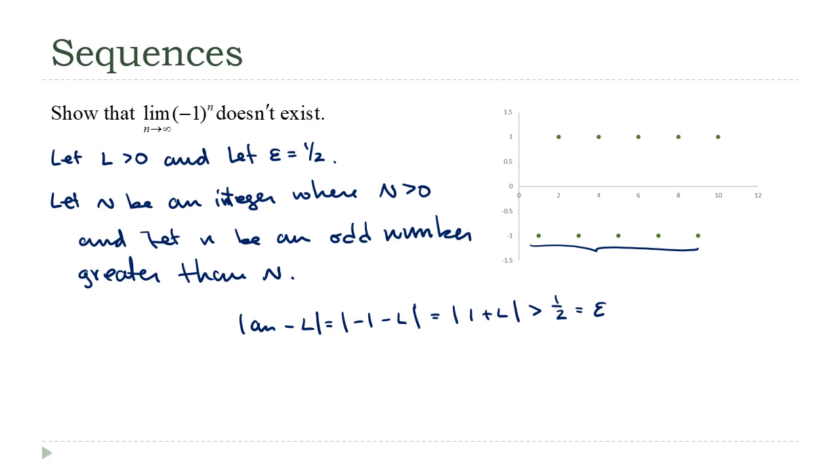Now, so far we've just shown that there's no positive value that's equal to the limit of the sequence, and showing that there isn't a negative value follows a very similar pattern. So I'm going to leave that as an exercise.